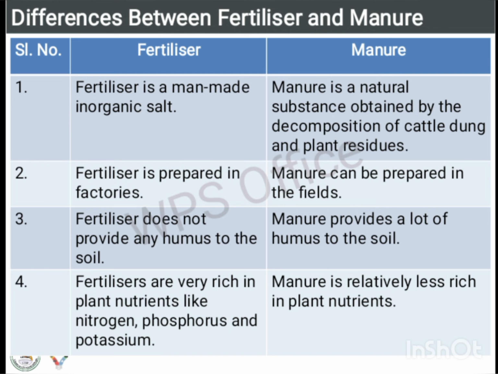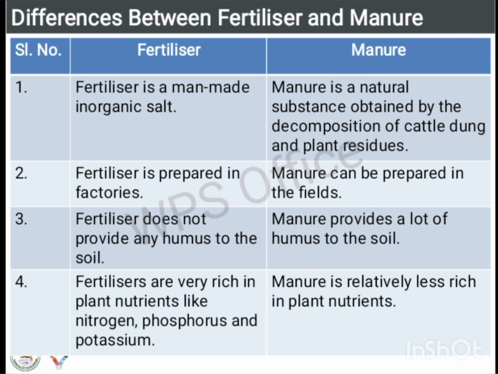Differences between fertilizers and manure. Fertilizer is a man-made inorganic salt. Fertilizer is prepared in factories. Fertilizer does not provide any humus to the soil. Fertilizers are very rich in plant nutrients like nitrogen, phosphorus, and potassium.